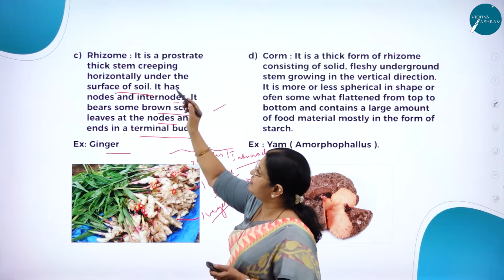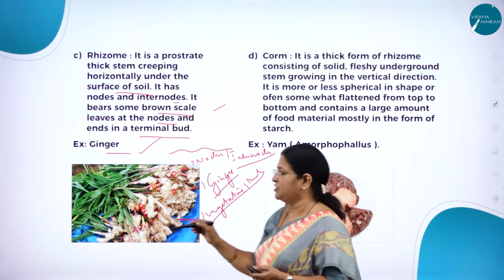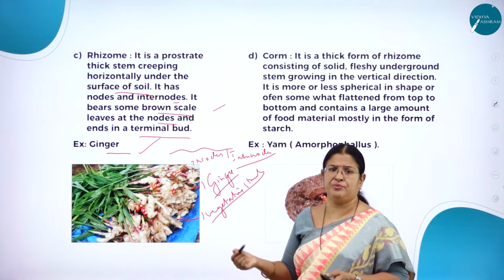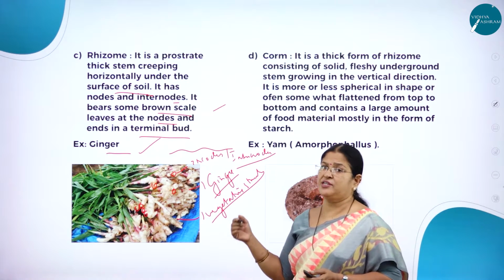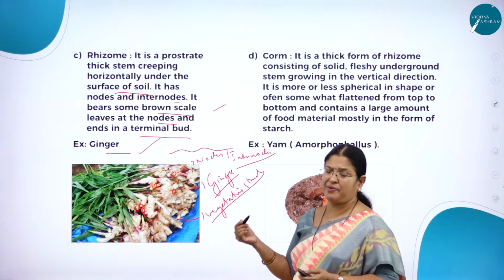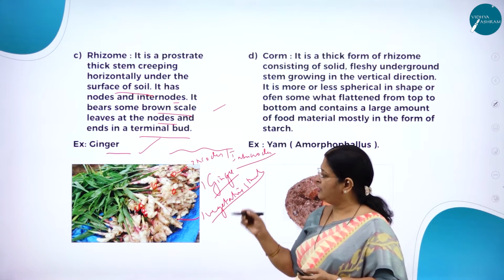So the classical example for rhizome is what? Ginger. Hope you see that in everyday life we come across these examples. It is not like they are very new. It is not like we are seeing them for the first time. Almost all the things we come across in plants, we come across in our everyday life.